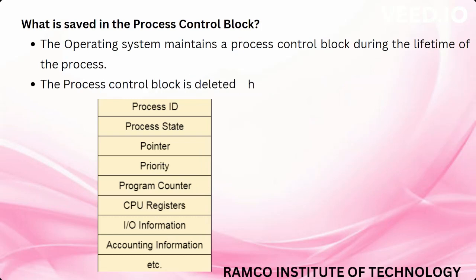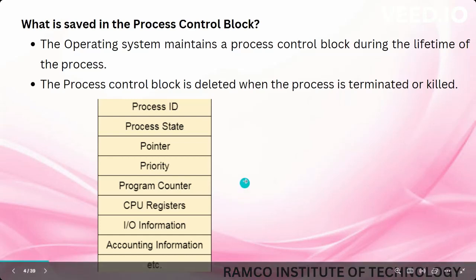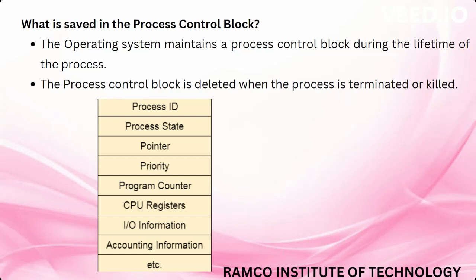What is saved in the process control block? The operating system maintains a process control block during the lifetime of the process. The process control block is deleted when a process is terminated or killed. These are the things available in the process control block: process ID, process state, pointer, priority, program counter, CPU registers, IO information, and accounting information.